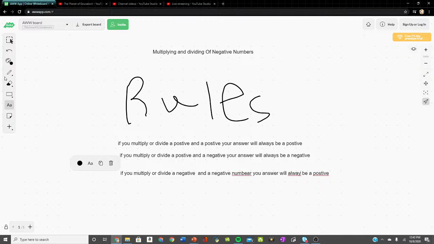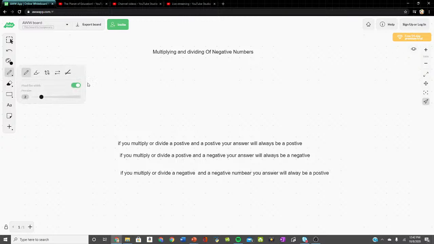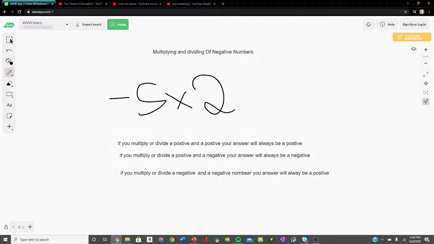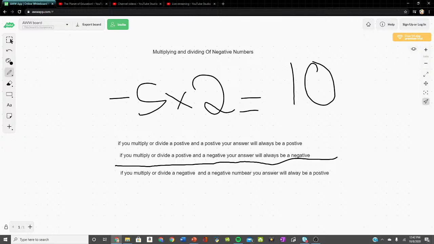So, let's do some problems. Let's get the eraser. Okay. So first, -5 times 2. What's 5 times 2? 10. You have a negative and a positive, and the rules clearly say that a negative and a positive, your answer will always be negative. So that's your answer to the first one.